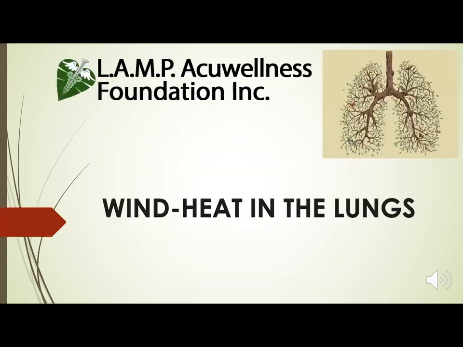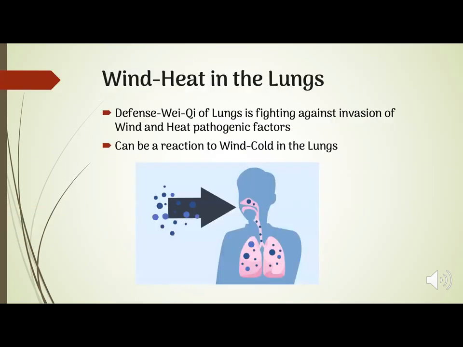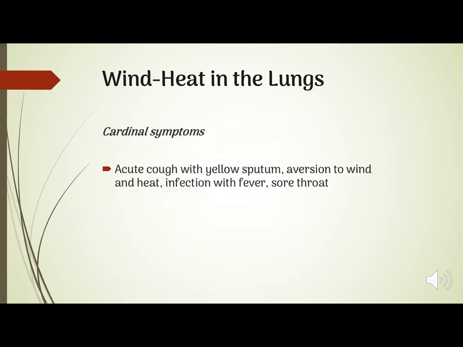Wind heat in the lungs. In wind heat in the lungs, the defensive qi, or wei qi, is fighting against the invasion of wind and heat pathogenic factors. So wind heat in the lungs can be a reaction to wind cold in the lungs. Cardinal symptoms: acute cough with yellow sputum, aversion to wind and heat, infection with fever, sore throat.